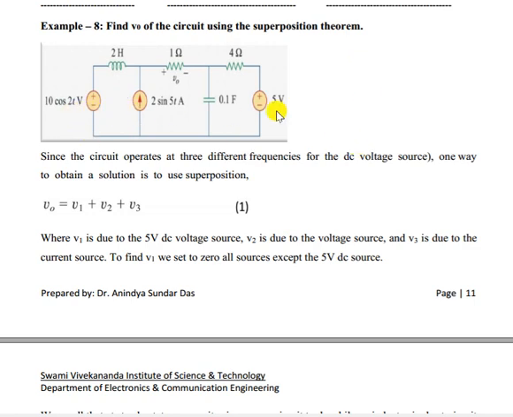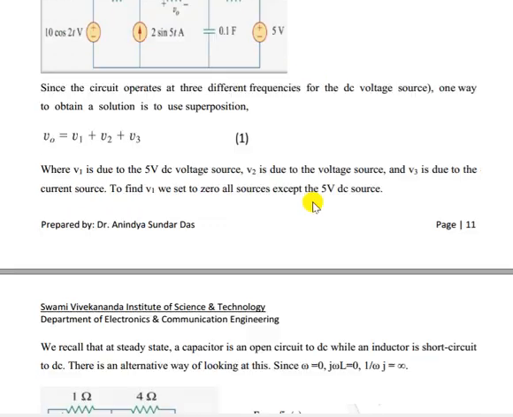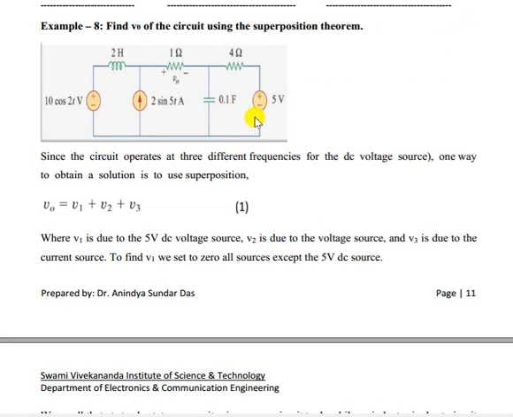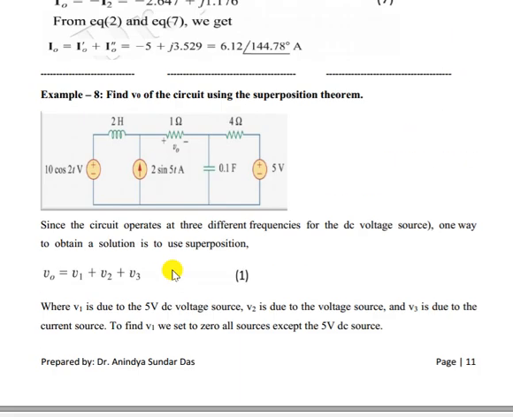Now here we have three sources. The voltage across this 1 ohm resistor you have to find out. So this value will be V1 plus V2 plus V3 for sources 1, 2, 3. Okay, so now say we are considering this 5-volt source. So the current source is open circuited, and the other voltage source is short circuited.